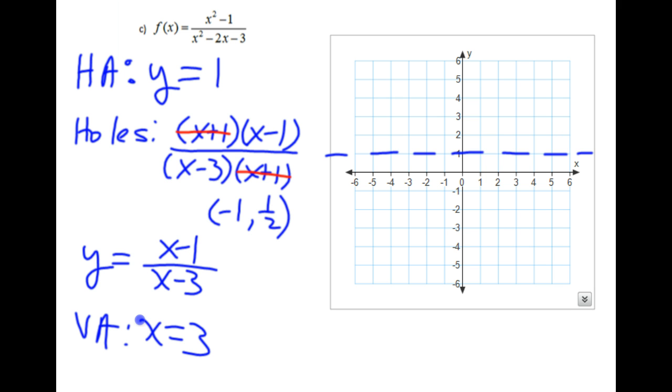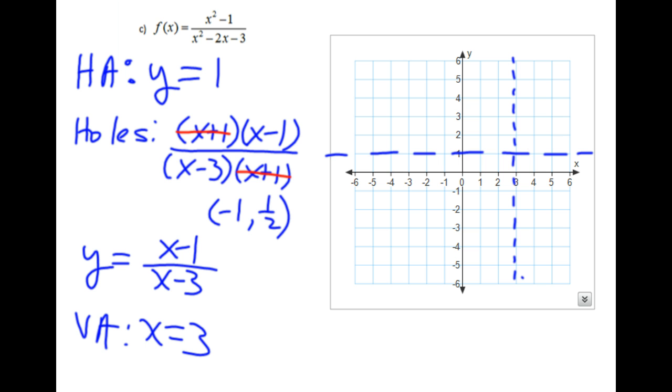So let's see here. I've got my horizontal asymptote graphed. My vertical asymptote is x equals 3. Negative 1 comma 1/2 will be right here with a hole. And now I need my branches. To get my branches, I know that this one will look something like this. But it looks like it's going to cross both the x-axis and the y-axis. So I know I need to find an x-intercept and a y-intercept. So let's go ahead and do the math on that.